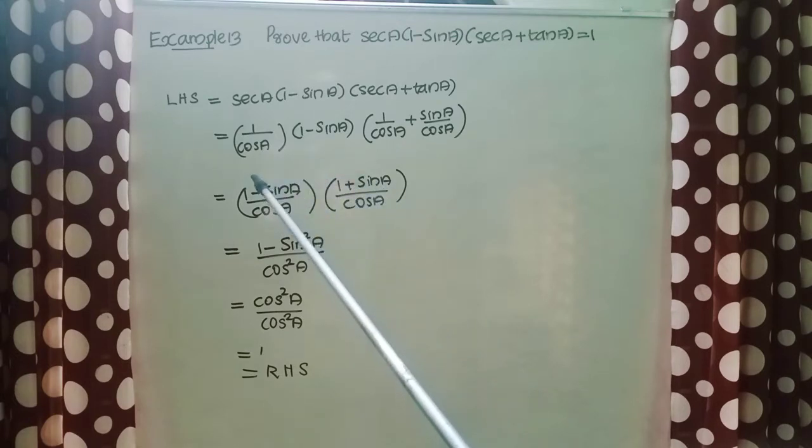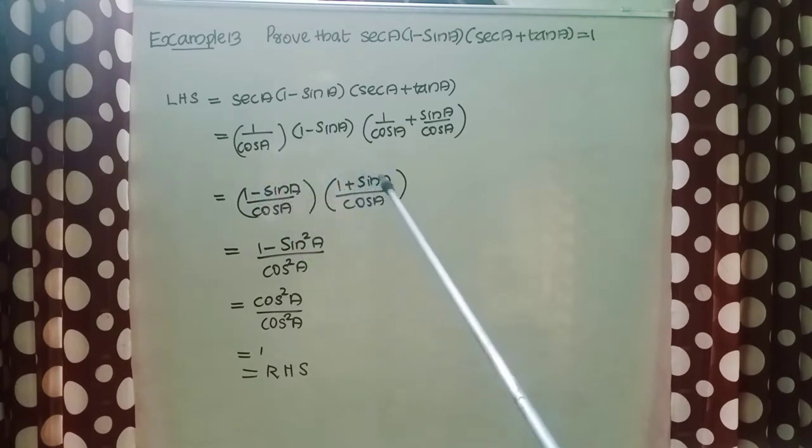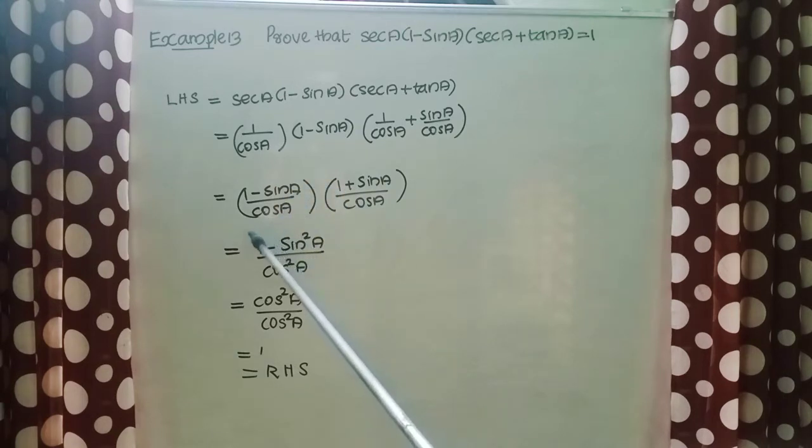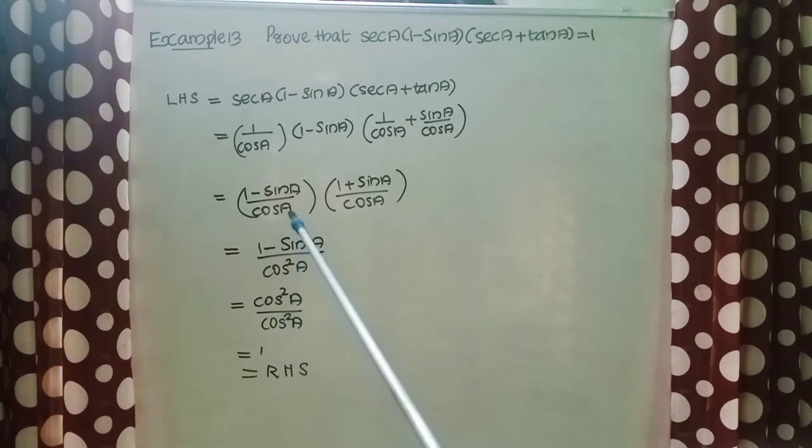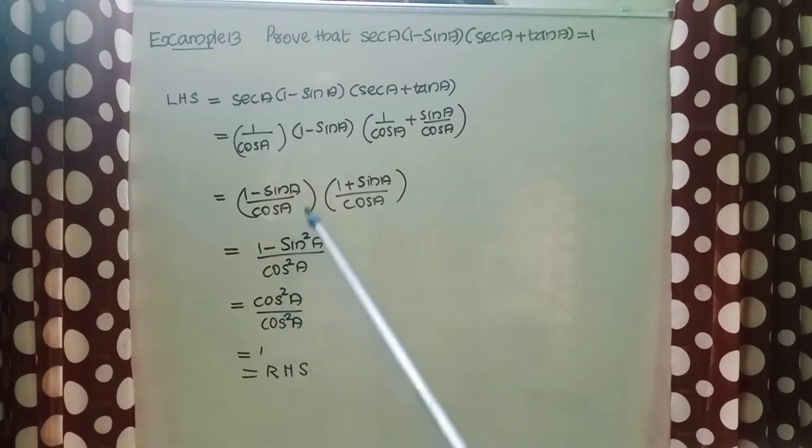It is of the form (A minus B) into (A plus B), that is equal to A square minus B square. So we get the numerator 1 square minus sin square A, that is 1 minus sin square A. And the denominator is cos A into cos A, that is cos square A. Now we know 1 minus sin square A is cos square A. So we get that is equal to cos square A by cos square A. We get that is equal to 1. So we have got LHS equal to RHS.